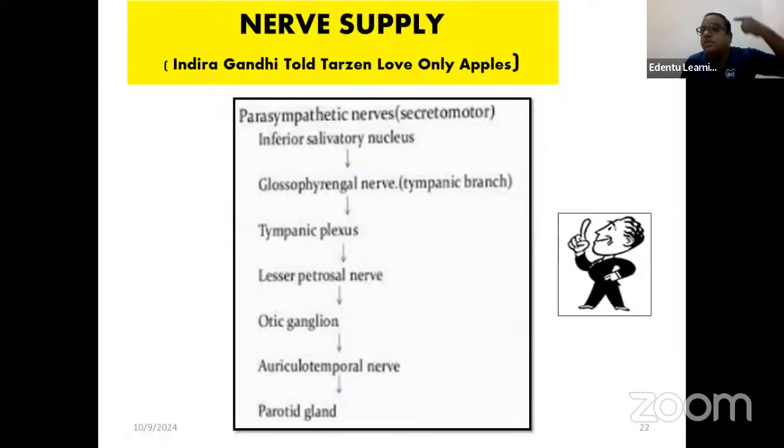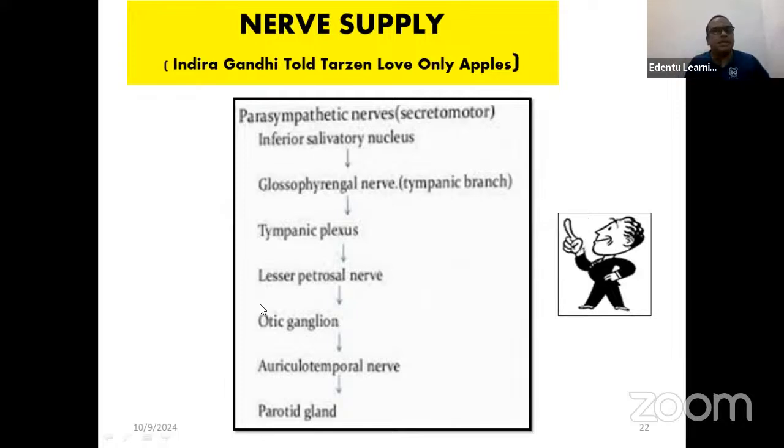The inferior salivatory nucleus will not come to your parotid gland and tell it to make saliva. No. The inferior salivatory nucleus will tell the next person. Like you see in the Olympics or any race, a relay means 4 people. One person will run, give the baton to the second person, the second will run, give to the third, and the third will cross the finish line. Same way, it starts from the inferior salivatory nucleus, then the information is passed to the glossopharyngeal nerve, the tympanic branch of it, then the tympanic plexus, lesser petrosal nerve, otic ganglion.